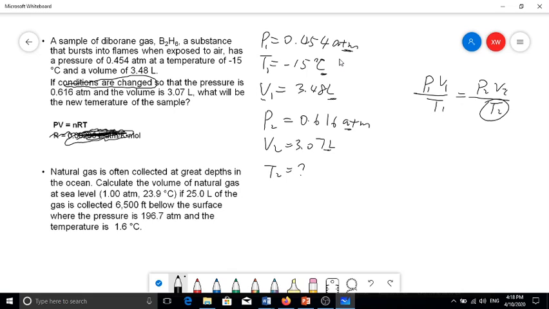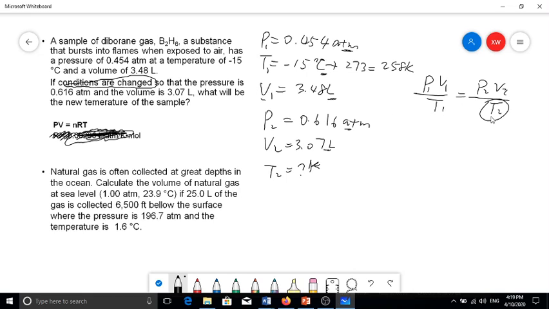Keep in mind, you're only restricted to atm, liters, and Kelvin if you're using the R value. Here, we're not using the R value, so the pressure and volume units are okay. Temperature is the exception. Temperature has to be in Kelvin no matter what, whether you use the R value or not. And of course, T2, once you find it, is going to be in Kelvin as well.